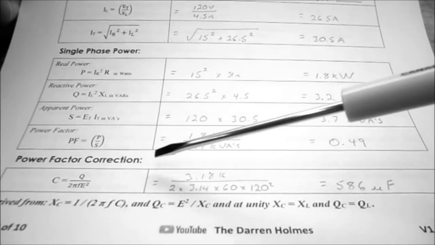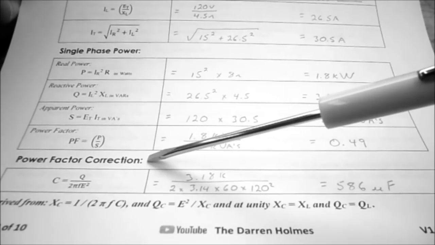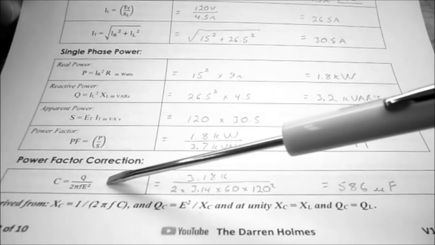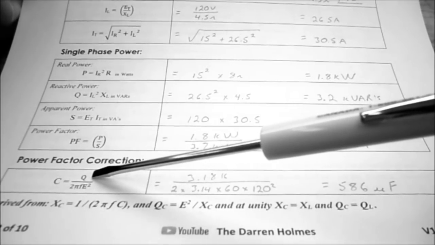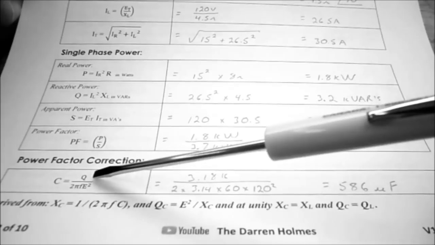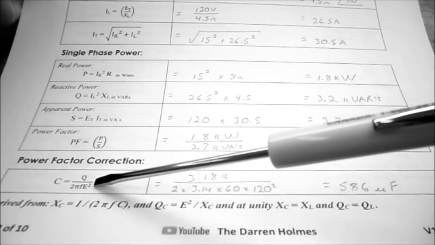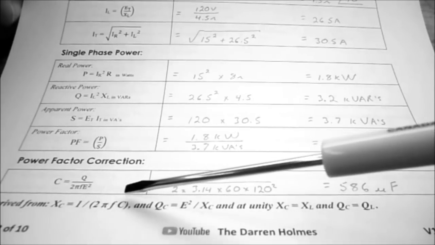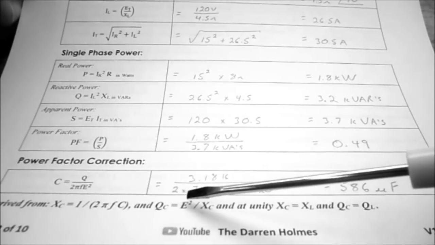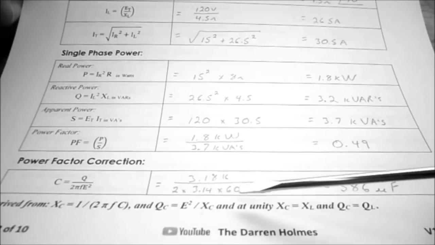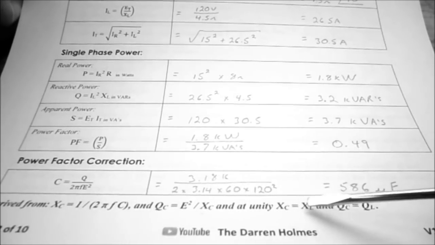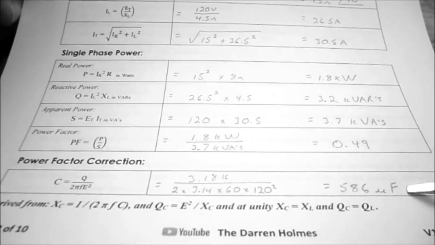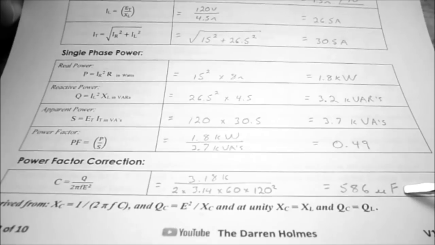Your power factor correction capacitor, C, can be calculated using the formula C equals Q, which is reactive power, divided by 2 pi F E squared. That was derived from XC equals 1 over 2 pi FC, and QC equals E squared over XC, and at unity XC equals XL and QC equals QL. And that works out to approximately 586 microfarads.